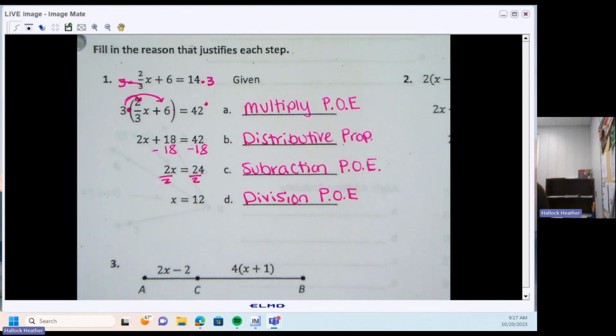Okay, let's go to number 3. Number 3 is where it's adding in the geometry. I'll keep it up here for a second. Number 3 is adding in the geometry. So it's going back to chapter 1. Chapter 1, this should look familiar to you.